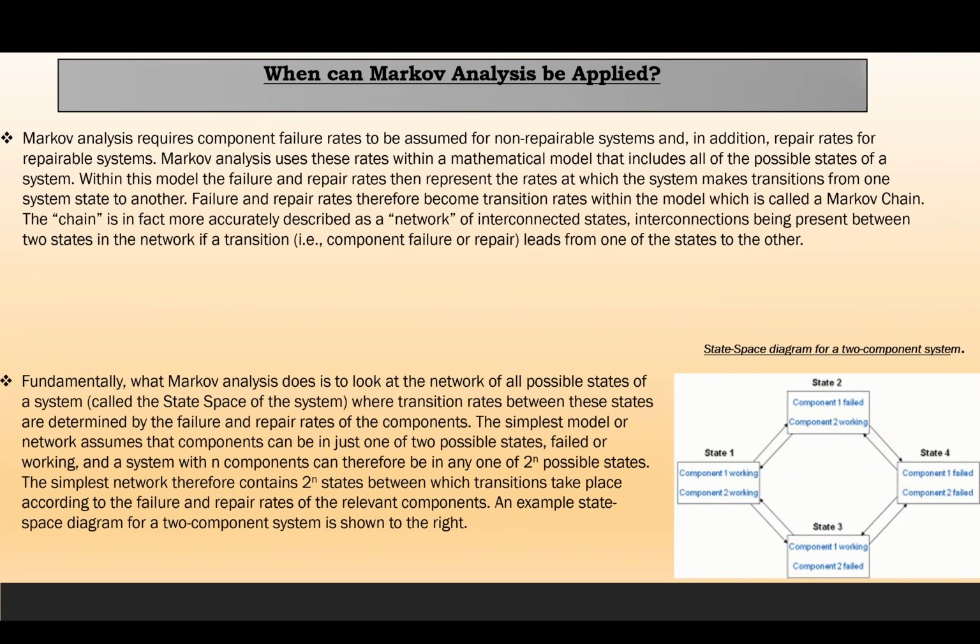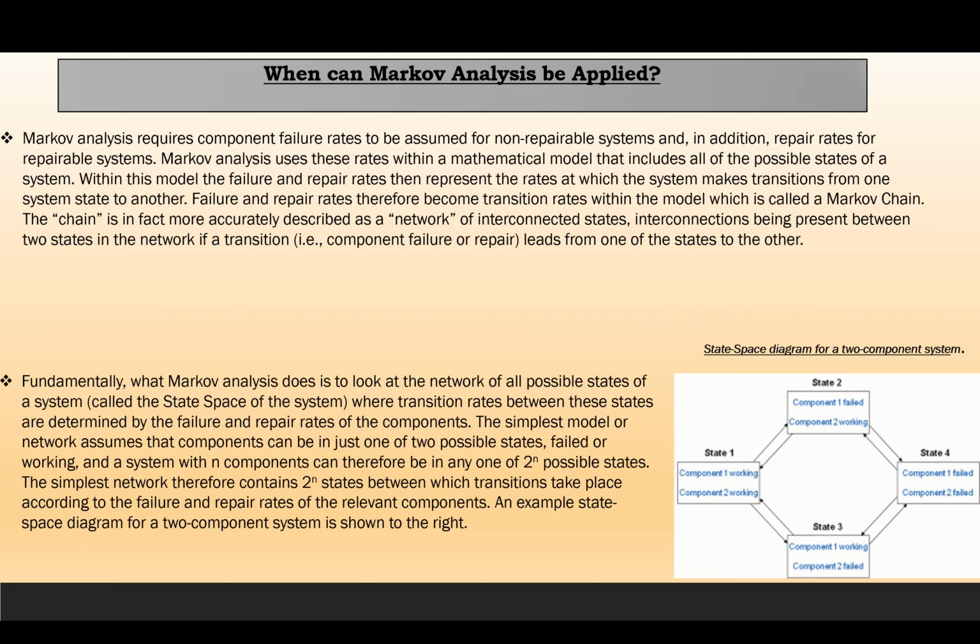Interconnections are present between two states in the network if a transition, for example a component failure or repair, leads from one of the states to the other. So for example, in any given small interval, a system that is in one specific state X at the start of the time interval will move to some other state if a component of the system fails during the time interval, or a component that was already failed in state X is repaired and returned to service during the time interval.